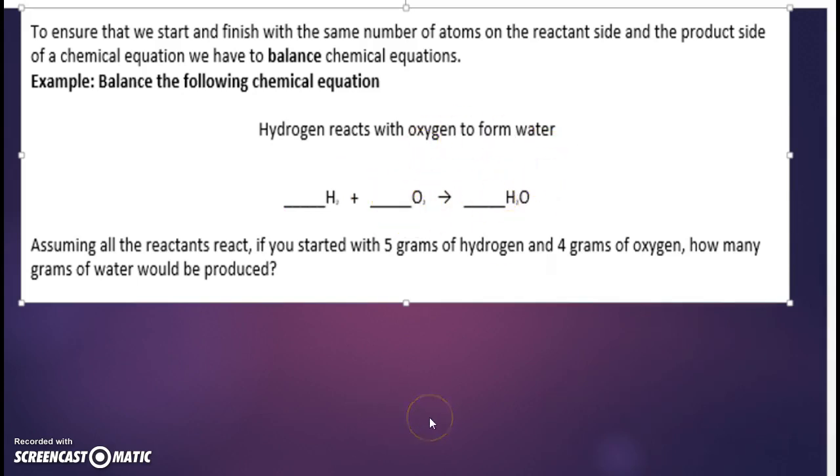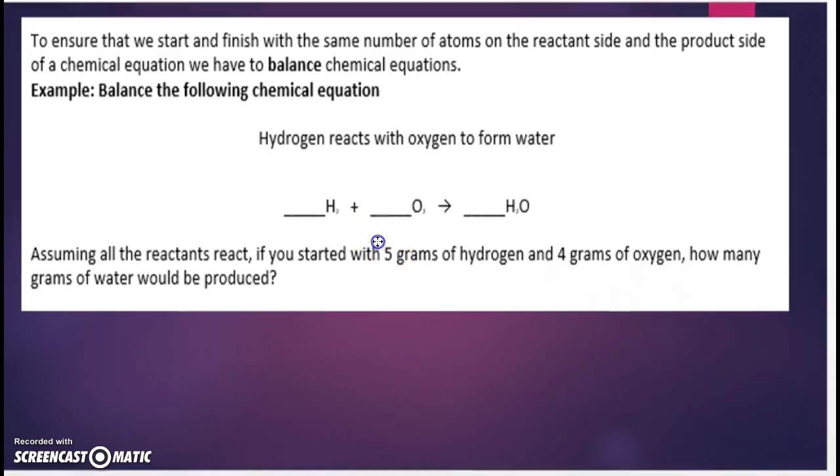Okay. Now, assuming all reactants react, if we started with 5 grams of hydrogen and 4 grams of oxygen, how many grams of water would be produced? In order to answer a question like this, you have to keep in mind the law of conservation of mass. So, if we're going to have the same amount of reactants and products, we're going to want to add those numbers together. So we're going to have 9 grams of reactants, so we should have 9 grams of products, which is water in this case.